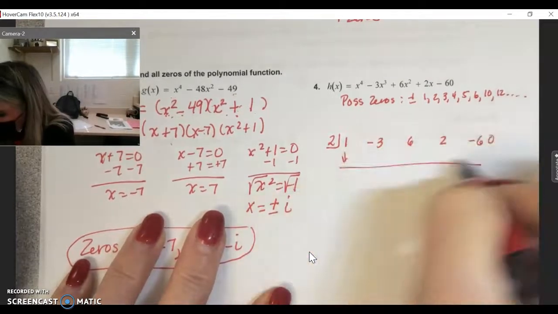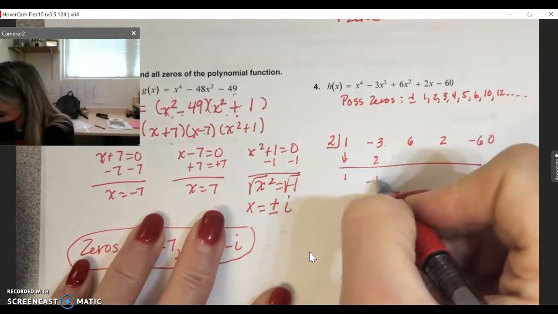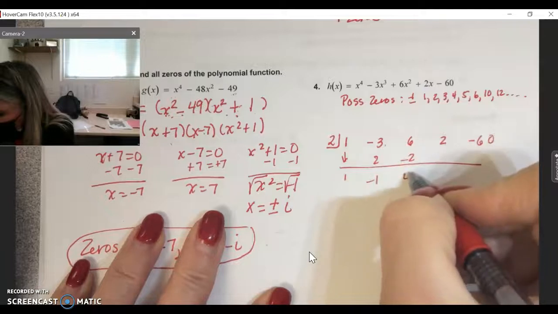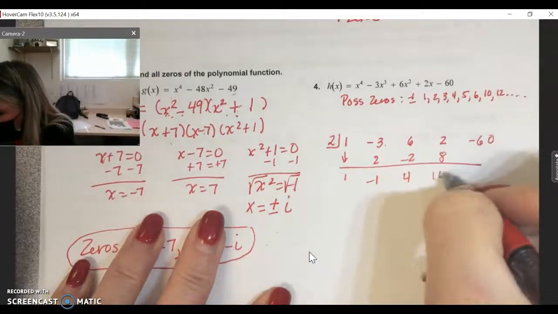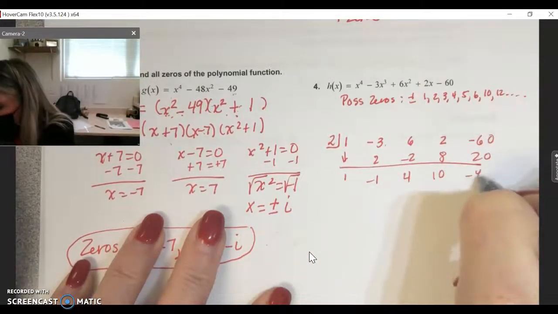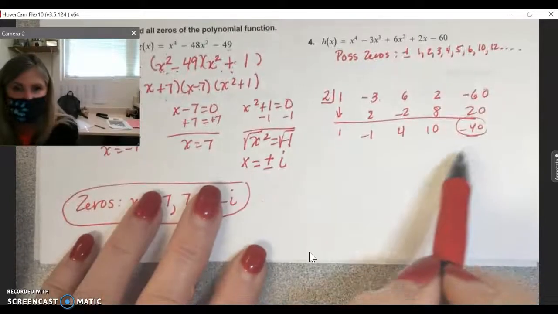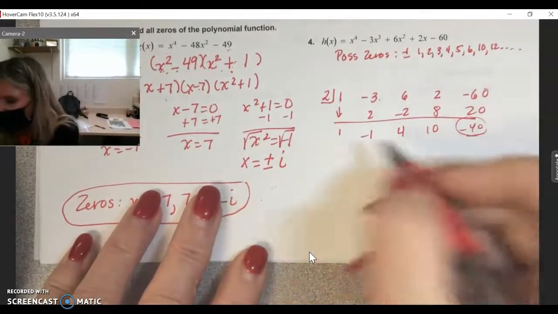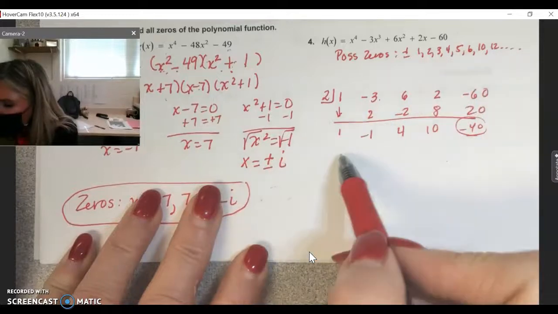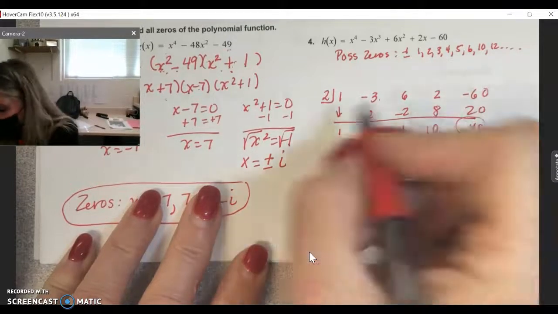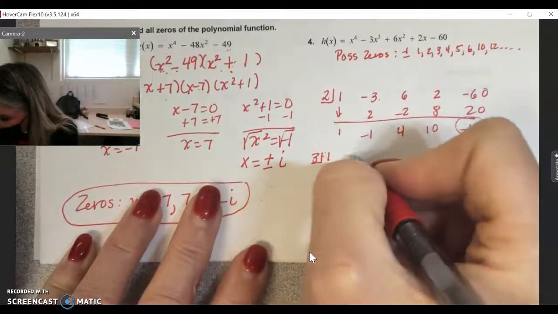So I bring this down, I got 1, multiply, add. Okay, I got negative 40 as my remainder. That did not work, did it? Okay, so what I'm thinking is 3 might work. Let's go ahead and try it.